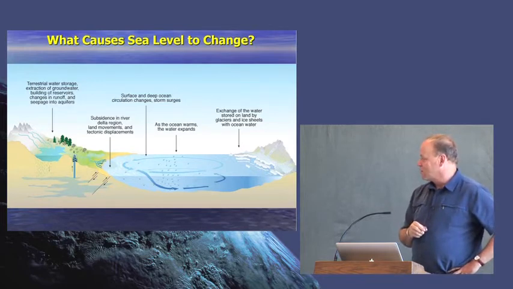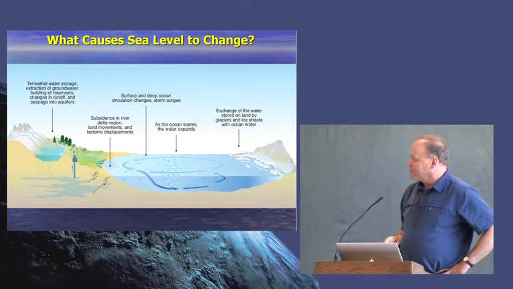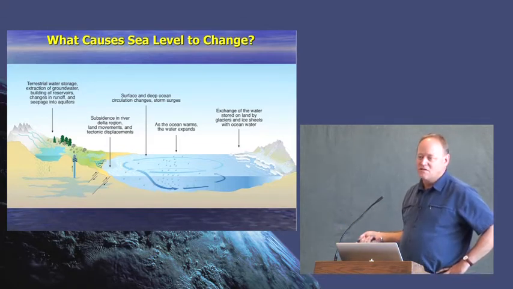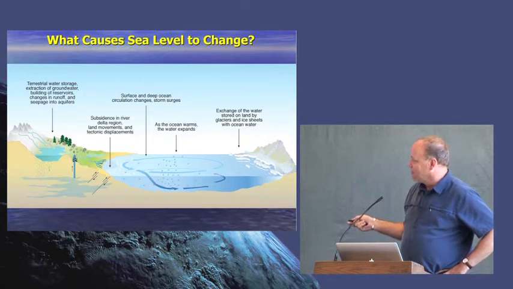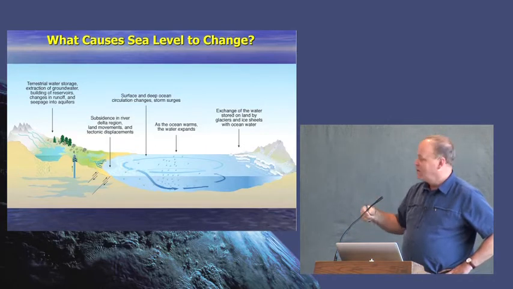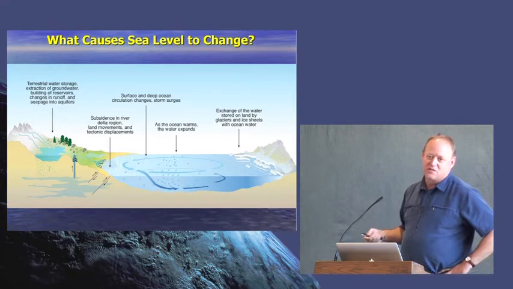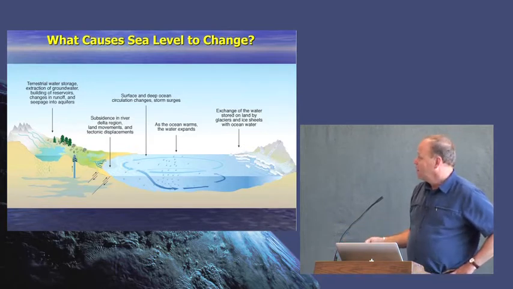The first one is what causes sea level to change. Obviously the one I just alluded to was the melting of ice. You've got ice on the land, you melt it, and it runs off into the oceans, and it raises sea level. Another major factor is as the water in the ocean warms, as heat goes into the ocean, the water expands in a phenomenon we call thermal expansion, just like the expansion of mercury in a thermometer. So the volume of the water increases and sea level goes up.